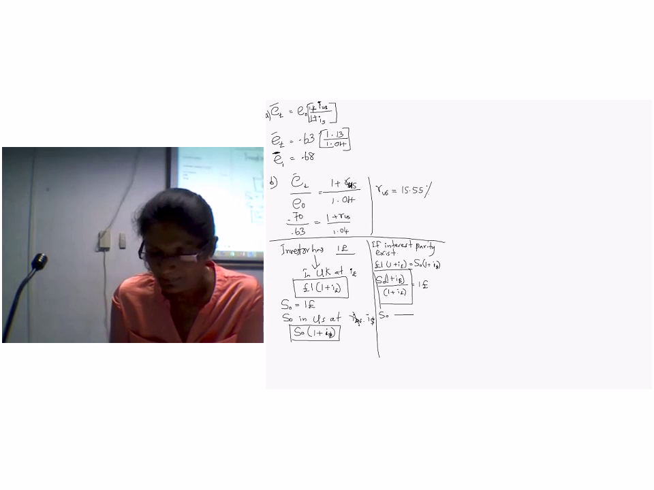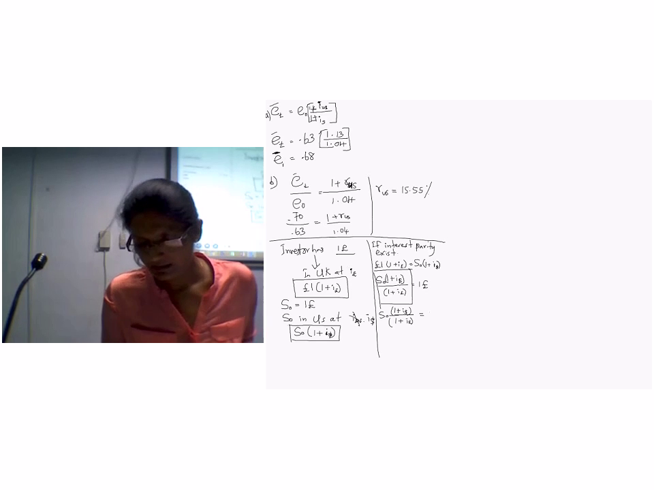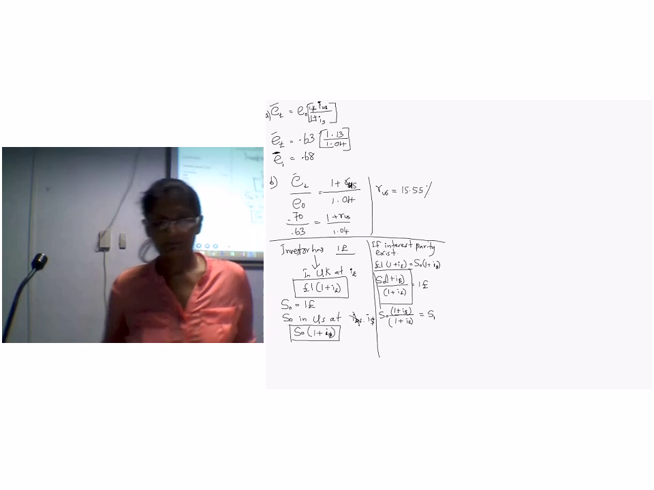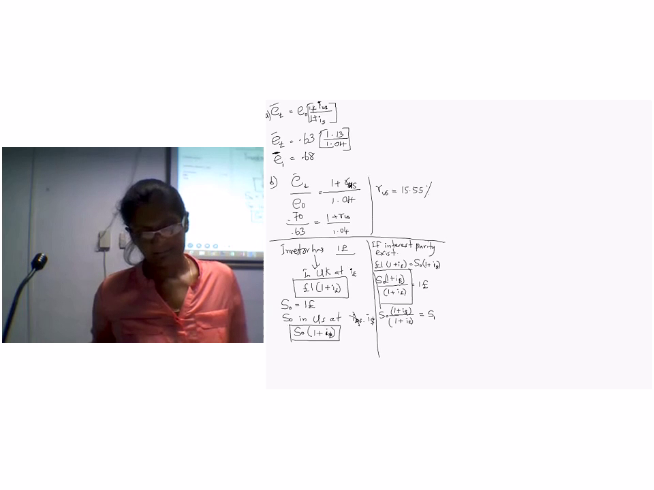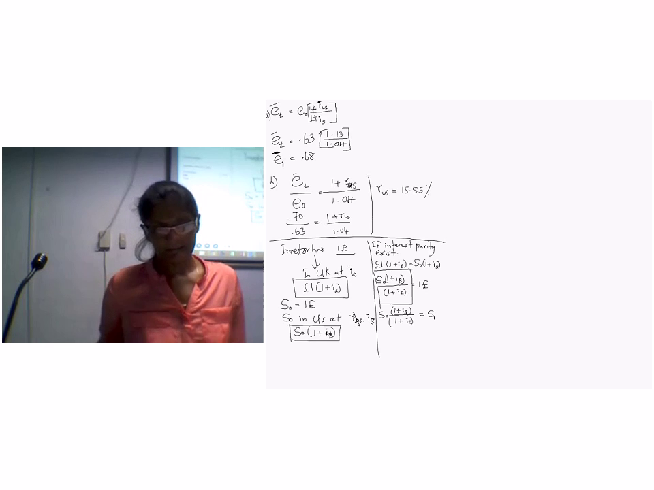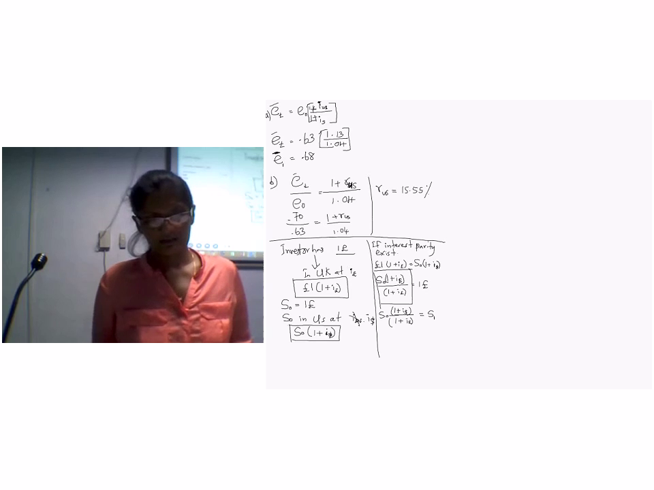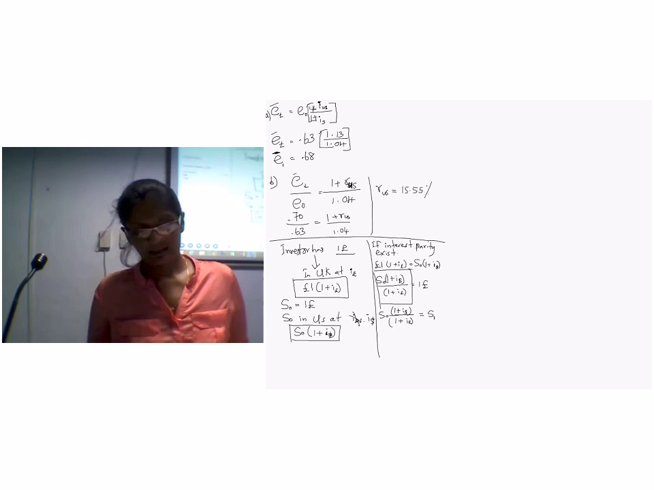S0 times 1 plus I dollar divided by 1 plus I pounds should equal, instead of 1 pound, the future exchange rate. So this equation is known as the interest rate parity equation, right?